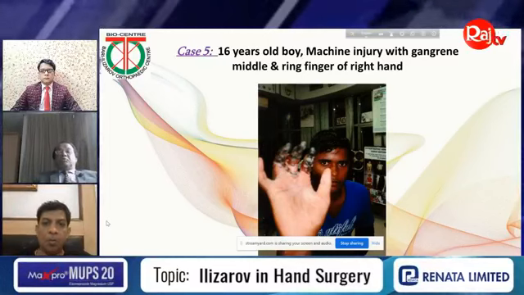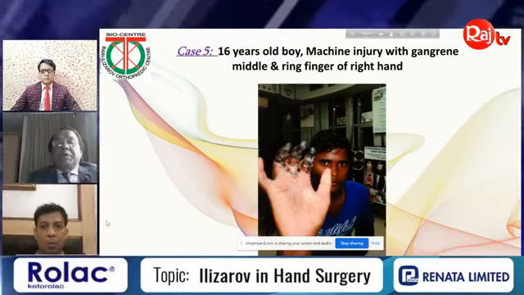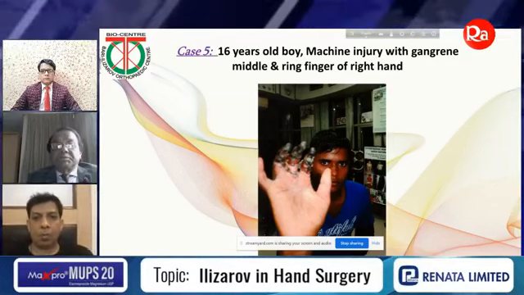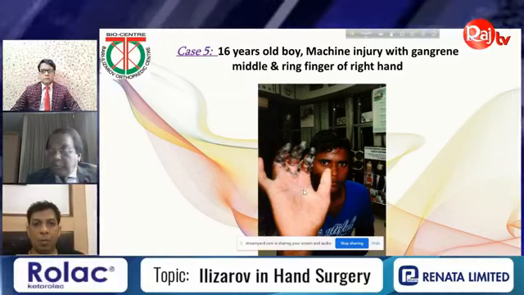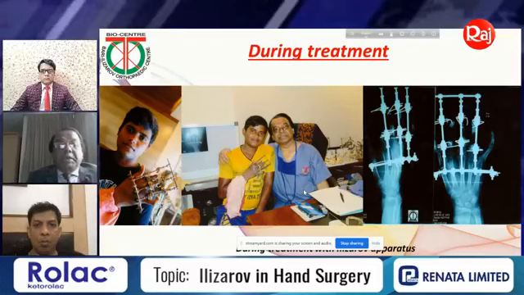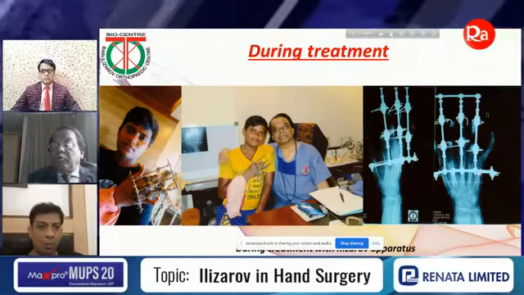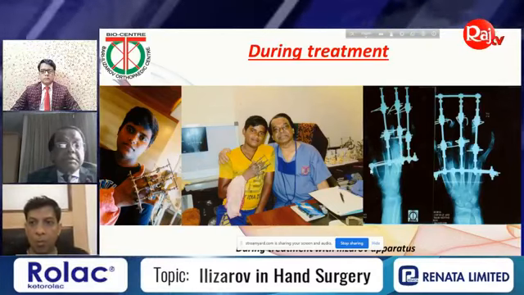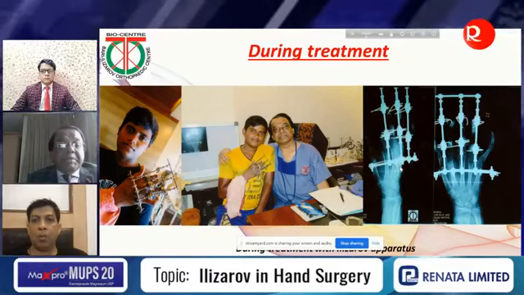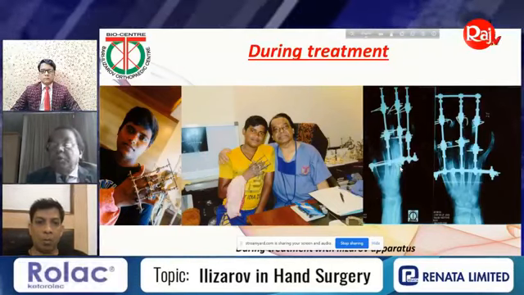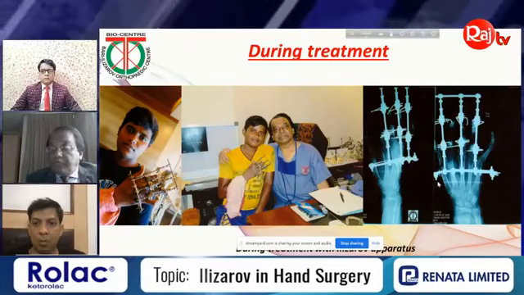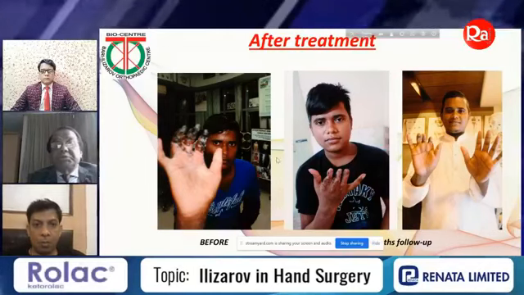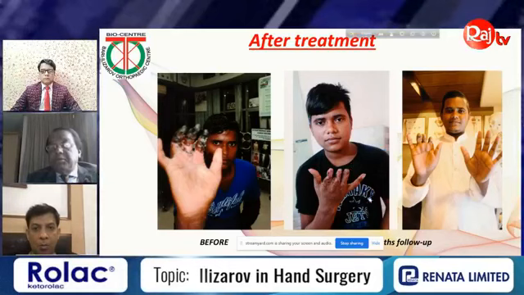Now, 16 years old boy, again machinery injury with gangrene of the middle and ring finger of the right hand. Look at this. So, when this situation came to my center, what I have done is put mini Ilizarov, 1 arch here, and these are the fixation. In the same sitting, I have not amputated all the cases, no. Gradually I have followed the case, and then what happened, see, from this situation to that situation. Patient is happy. This is the follow-up.